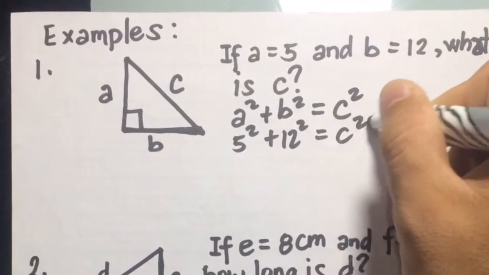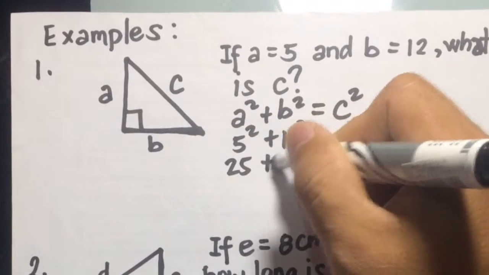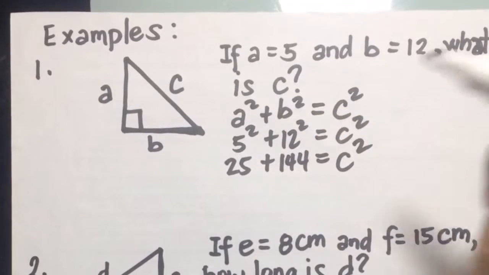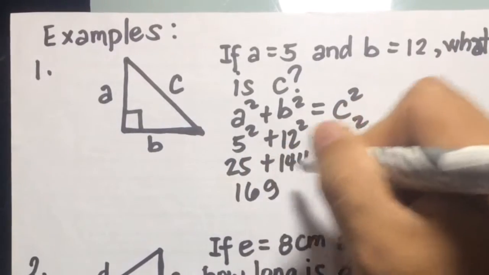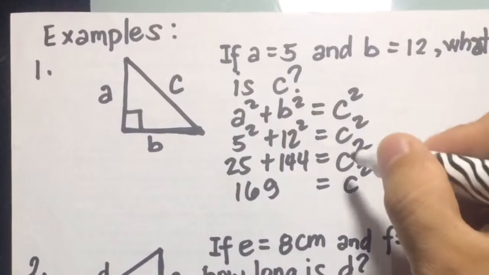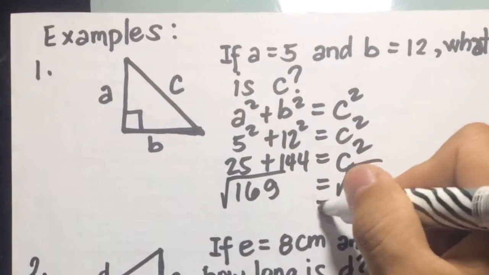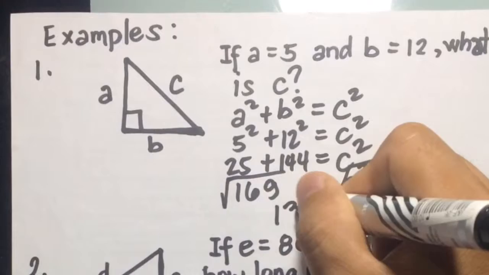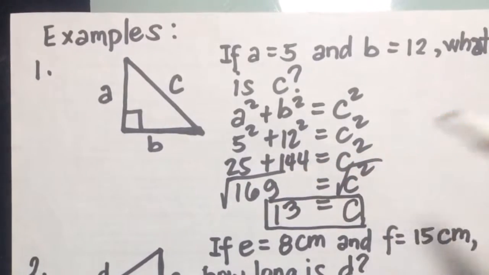squared equals C squared. So 5 squared is 25, then 12 squared is 144. This is equal to C squared. So 25 plus 144 is 169, so we have 169 equals C squared. Now extracting the square roots of C squared and 169, we get the value of C equal to 13. So C here is equal to 13.